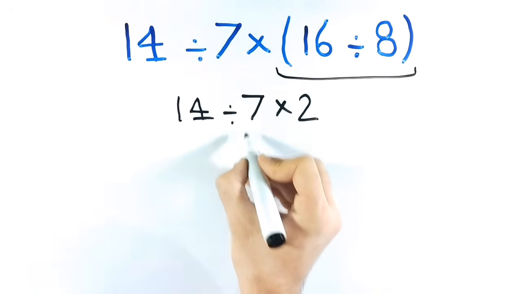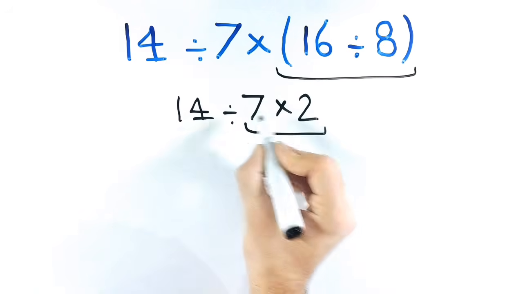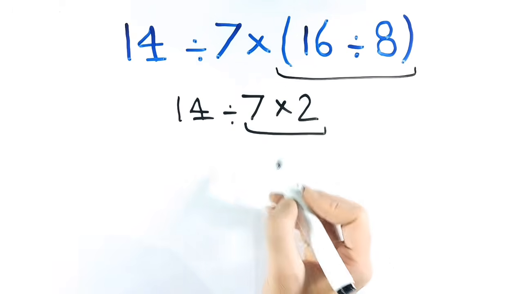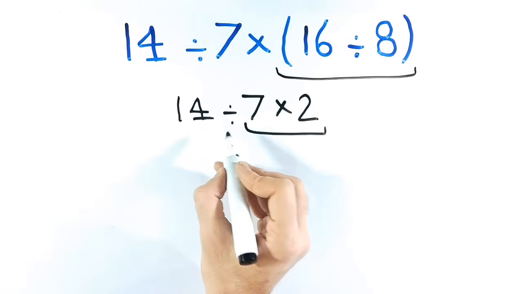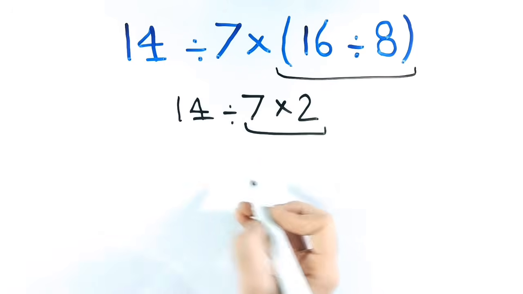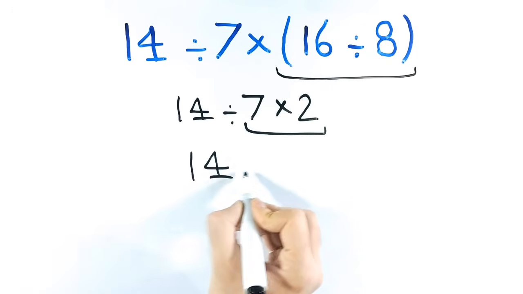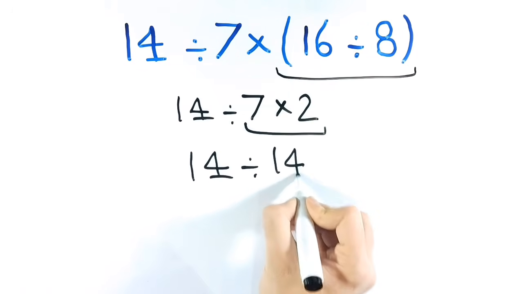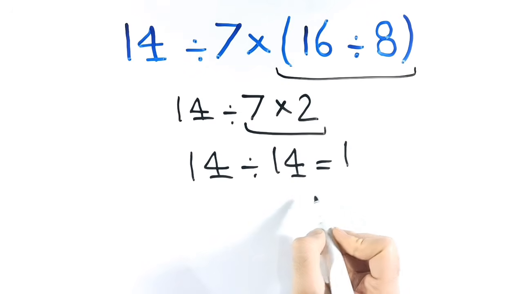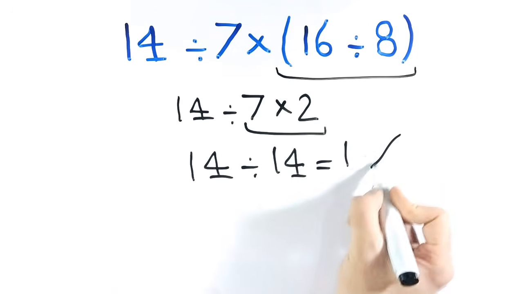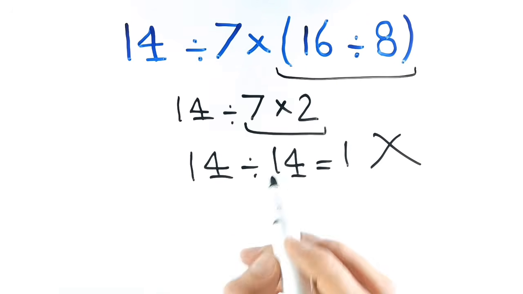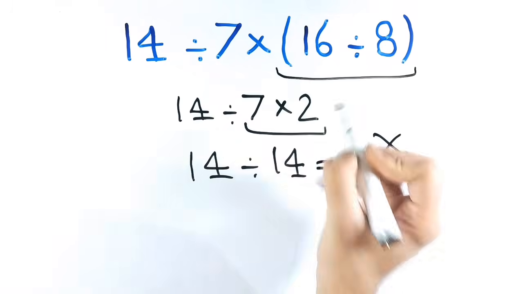And the next step, they go for the multiplication between 7 and 2 because they believe multiplication has a higher priority than division. So, they rewrite this expression as 14 divided by 14, which finally gives them the answer 1. However, that's definitely wrong. Alright, now let me show you how to solve this expression properly.